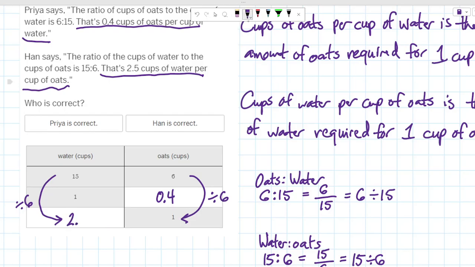We get 2.5. So Han was correct too. Priya is correct and Han is correct. So you can select either option here, but it's important to understand why.